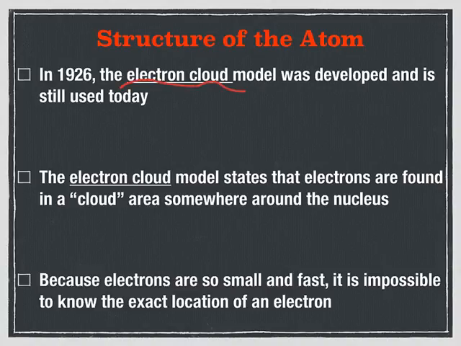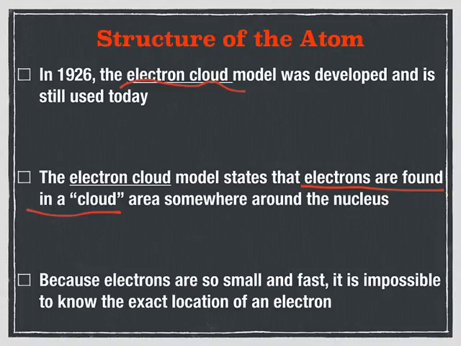And currently, this is the closest thing to the model that scientists use today. Now, the electron cloud model, the name kind of gives it away. It says electrons are found somewhere in a theoretical cloud, which is an area somewhere around the nucleus. This is a really vague model, and it's not one that we can really draw, which is why in class we use the Bohr model to draw atoms.